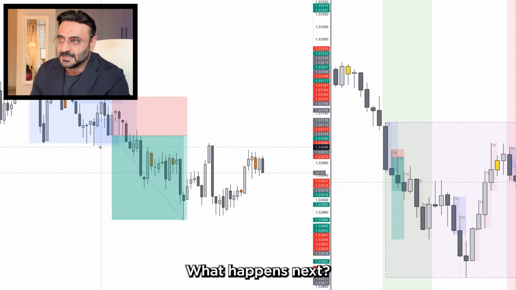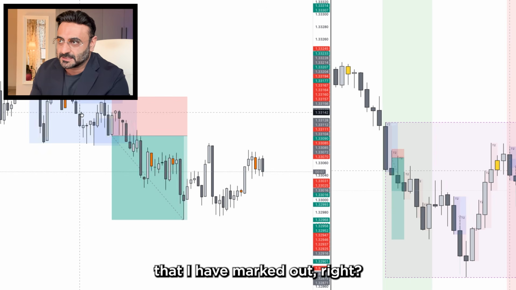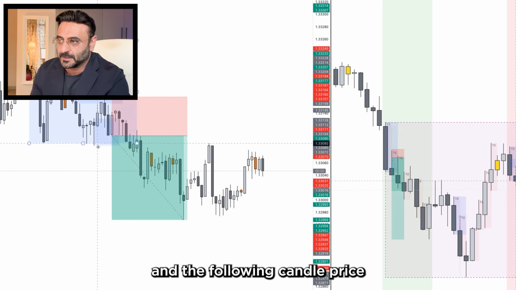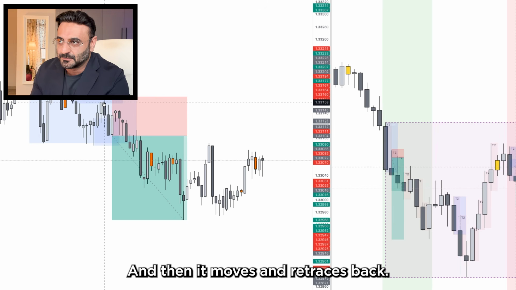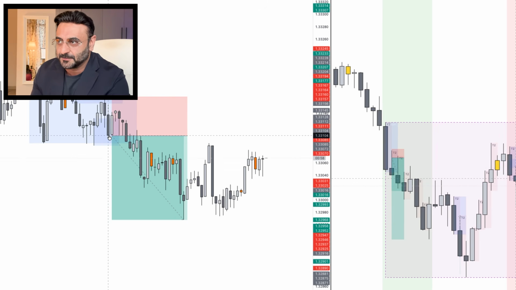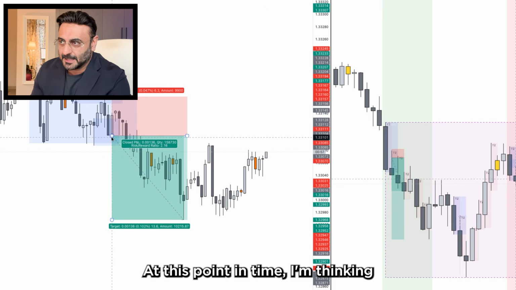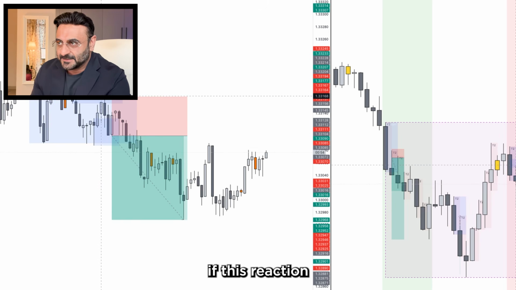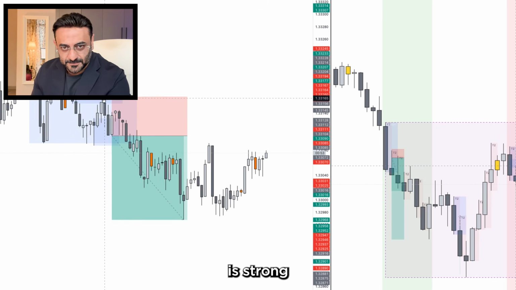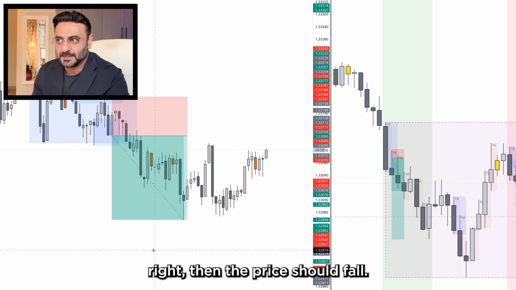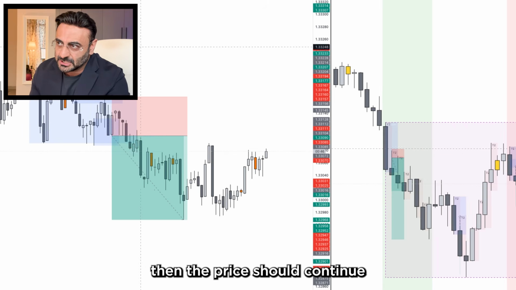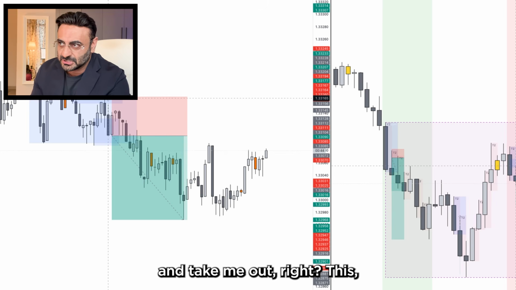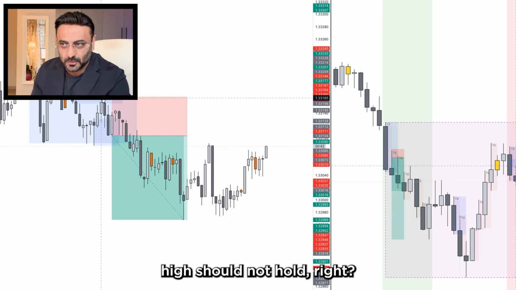What happens next? This is another zone that I have marked out, right? The high and the following candle. Price aggressively moves in there, and then it moves and retraces back. At this point in time, I'm thinking, if this reaction is strong, right, then the price should fall. If this reaction is strong, then the price should continue and take me out, right? This high should not hold, right?